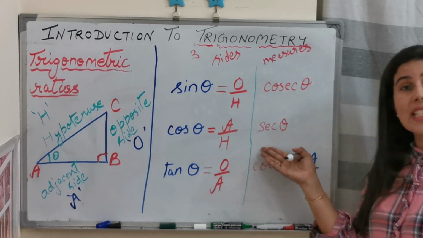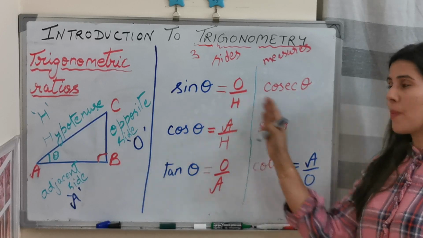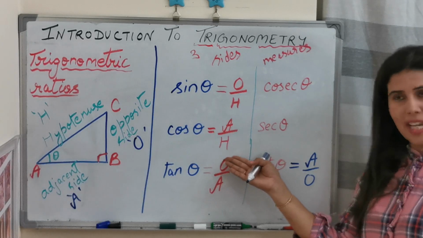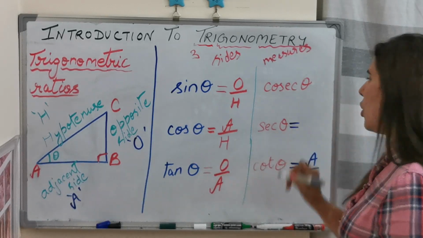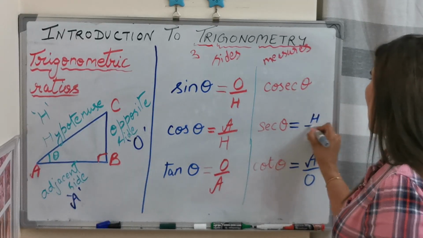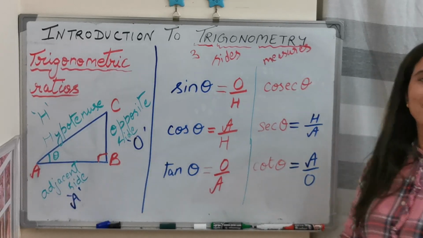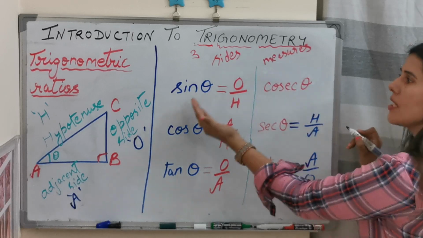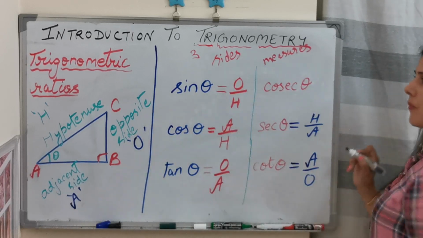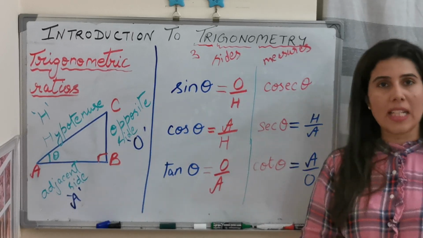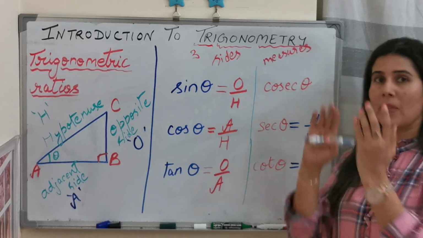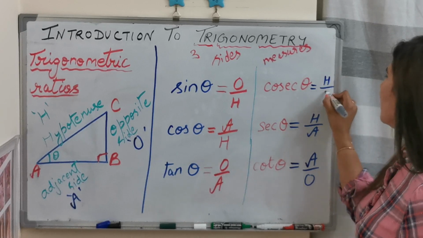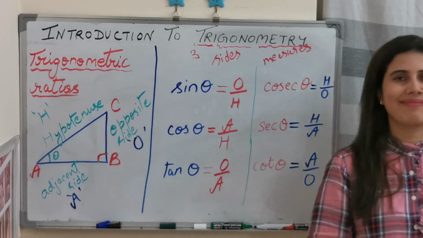Similarly, the value for secant theta is reciprocal value of cos. The value of cos is A by H. So the value of secant theta will be H by A. Similarly, the cosecant value is opposite of sine. So here we can see the value of sine is opposite over hypotenuse. So the value for cosecant will be hypotenuse over opposite.